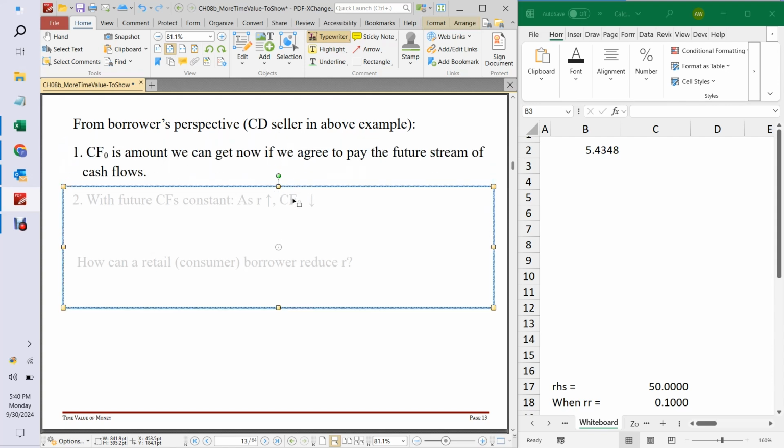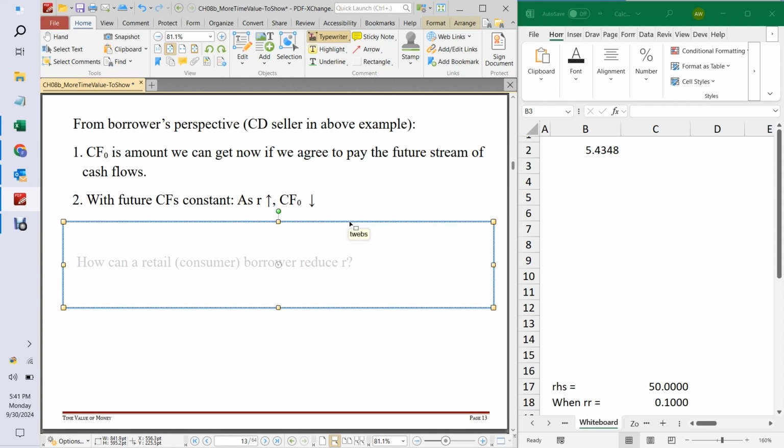So in this case, for the CD purveyor, CF0 is the amount we can get now from one of our investors if we agree to pay the future stream of cash flows. And usually when we're a borrower, our limiting constraint is our future cash flows.